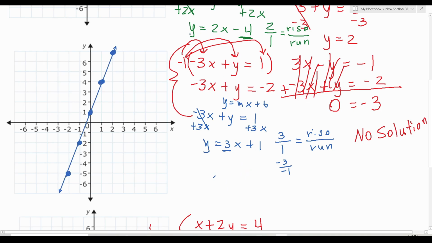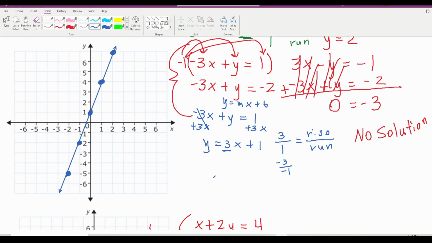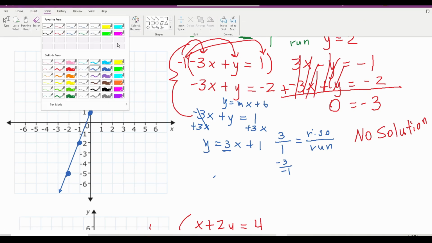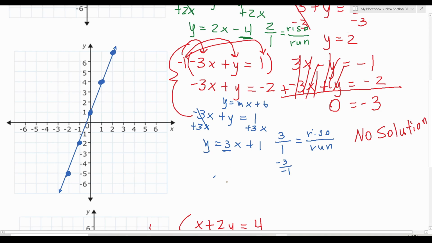Let's go ahead and do the same thing for the second equation now. And let's do that one in orange. Again, this second equation was negative 3x plus y equals negative 2. Again, we want to write it like this, y equals mx plus b. So we're going to add 3x to both sides. This crosses out here, leaving you with y equals 3x minus 2.